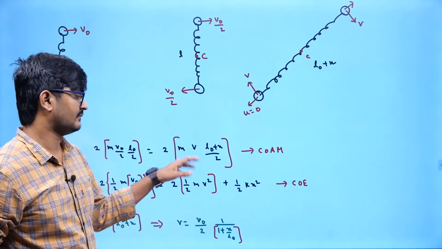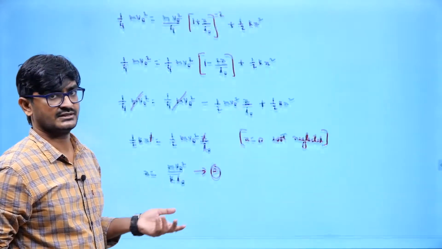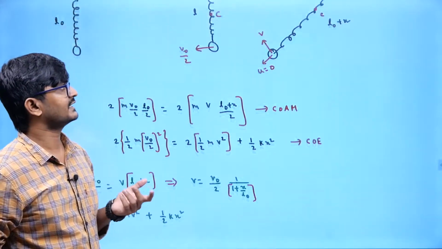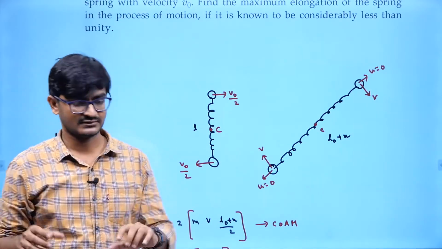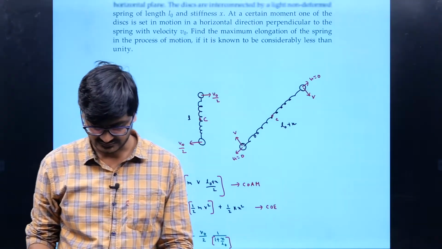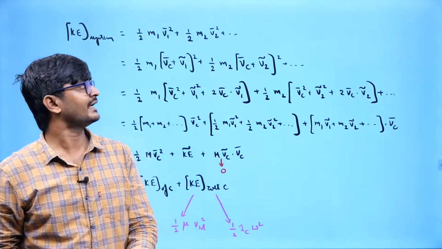You can solve them. I am not going to solve, but you can use the binomial approximation according to the given information in the question. But all you need to understand is the importance of the center of mass frame and the conservation laws: conservation of momentum, conservation of energy, conservation of angular momentum. Now we'll be seeing why.